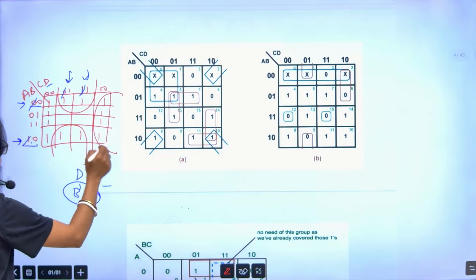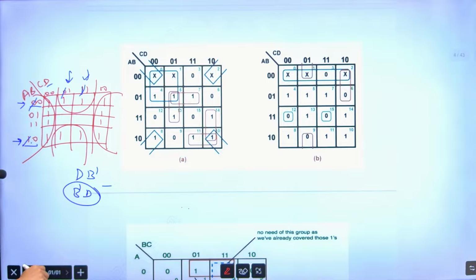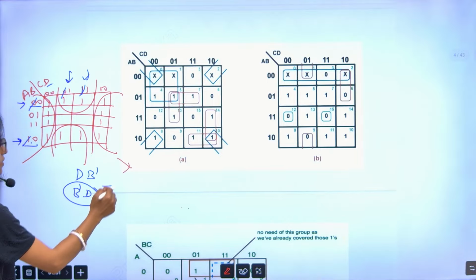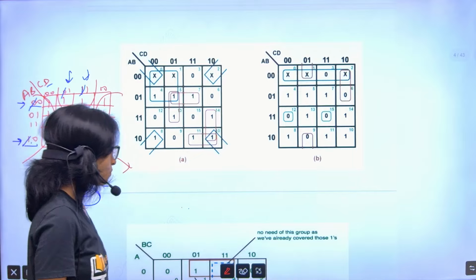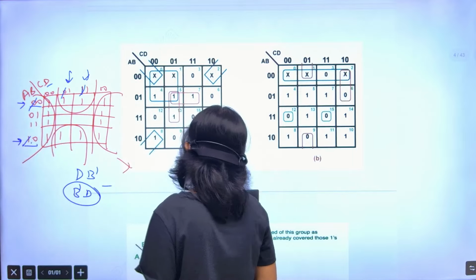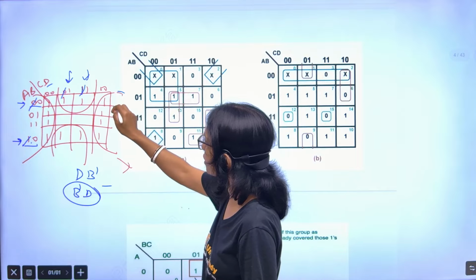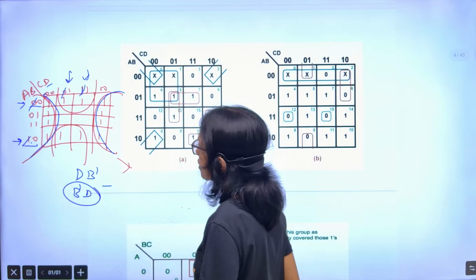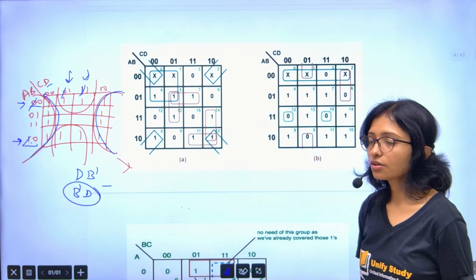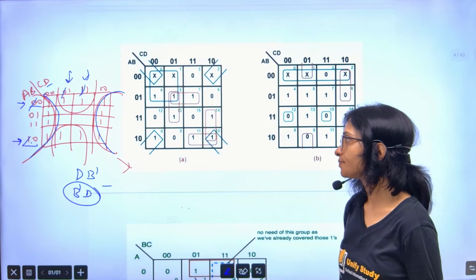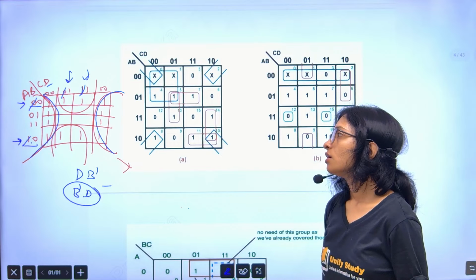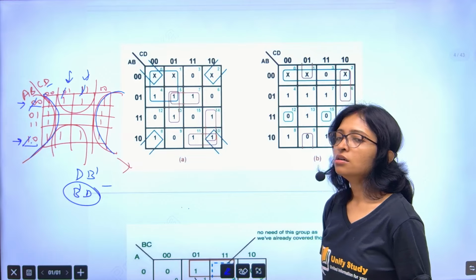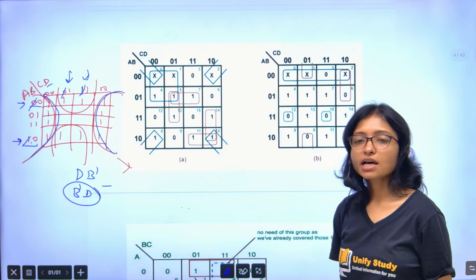I am taking this and this. What will be the answer for this one? Can you tell me? You try this one. What will be the answer for this grouping? Here and here, total 8 ones I have taken. What will be the answer for this? Tell me the answer.